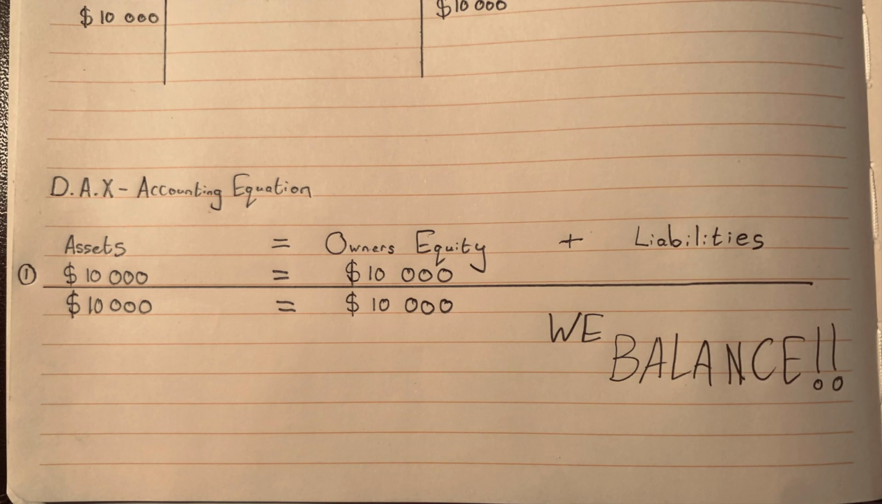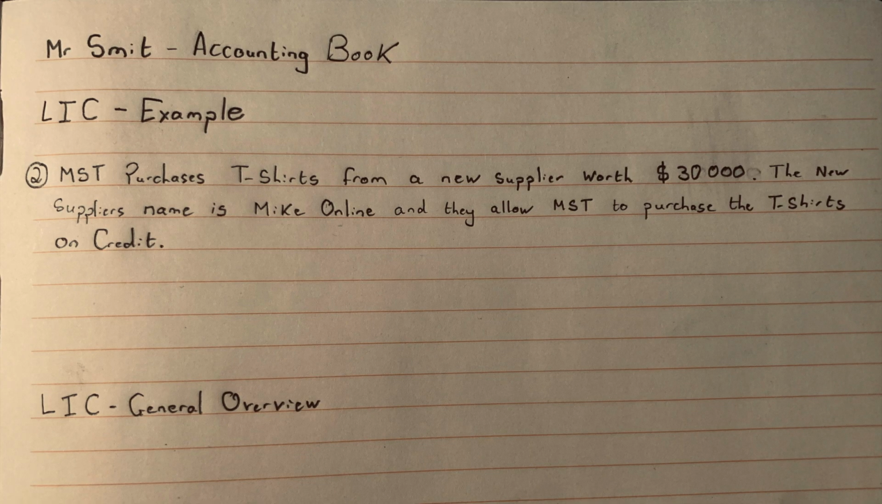Simple, easy. Now let's do an LIC question. The second transaction shows MST purchases t-shirts from a new supplier worth $30,000. The new supplier's name is Mike online, and they allow MST to purchase the t-shirts on credit. So now let's have a look at an LIC general overview.